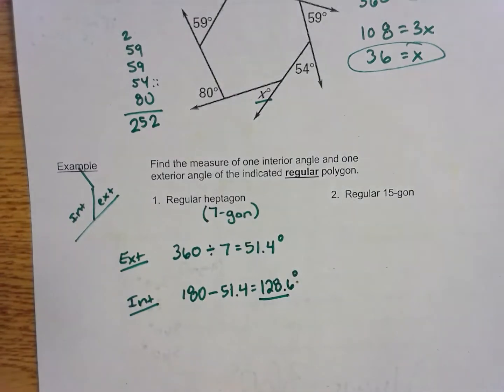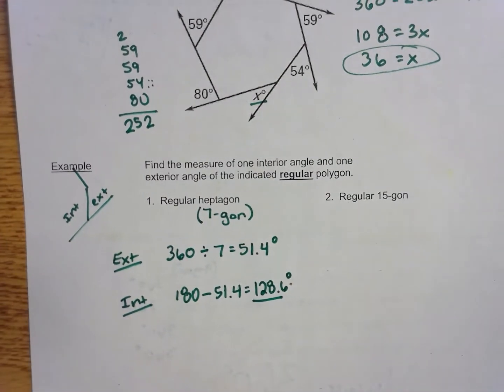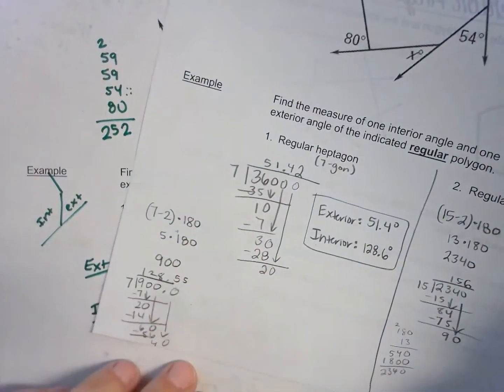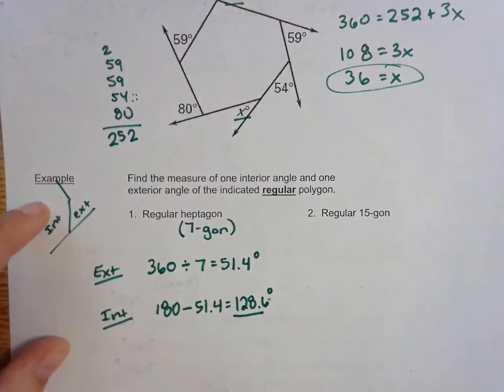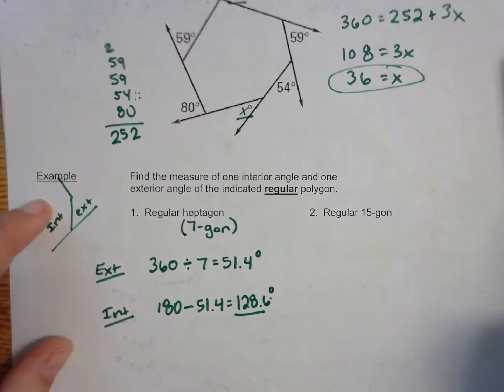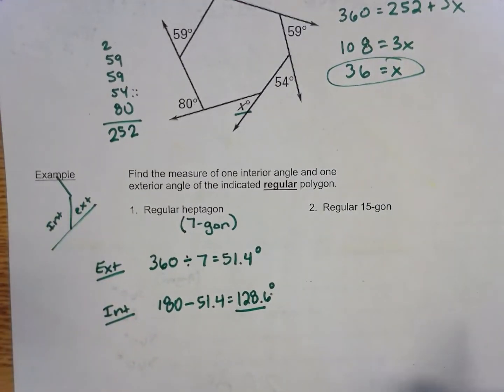That's a lot faster than what I did when I did it in my notes, right? This is way quicker. You can solve it a bunch of ways. I would say this is most efficient. So why don't you try it for the regular 15-gon? We'll compare answers here in a minute.